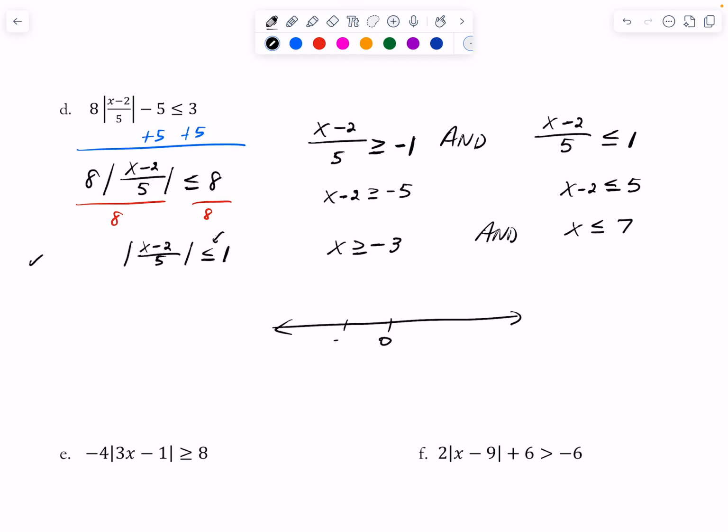We've got 0, negative 3, and 7. These are going to be closed circles because of the or equal to. Because we have greater than negative 3, I'm going to start shading to the right. Less than 7, start moving to the left, and they meet, which matches my thought with "and," a conjunction. So my interval notation will be bracket negative 3 comma 7. Any solutions in between those and including those would work.